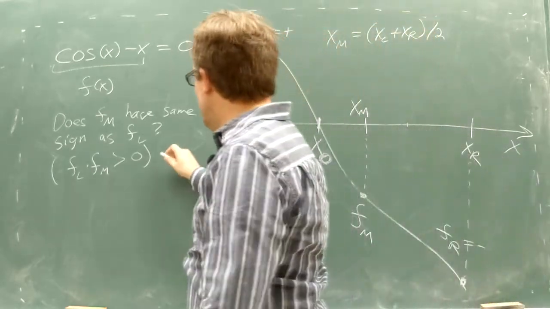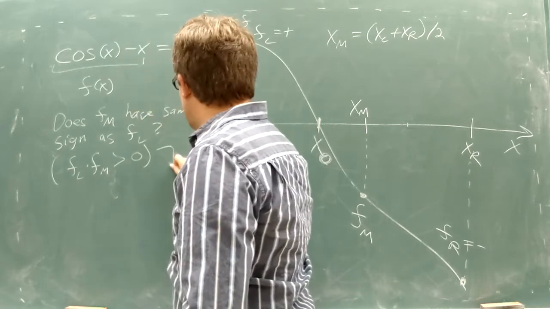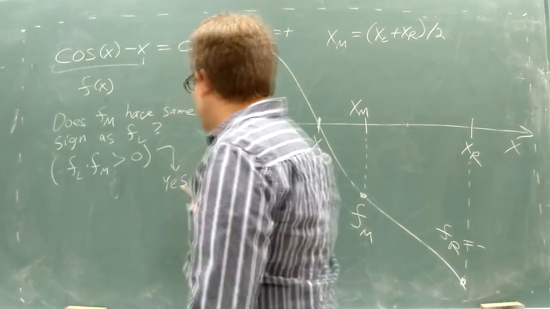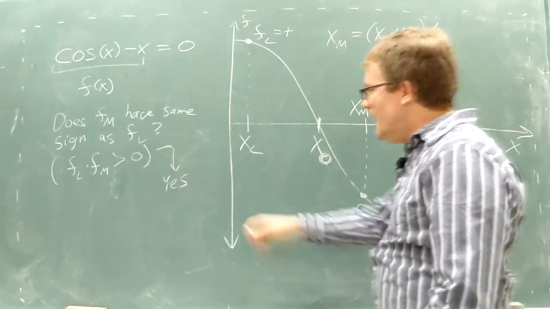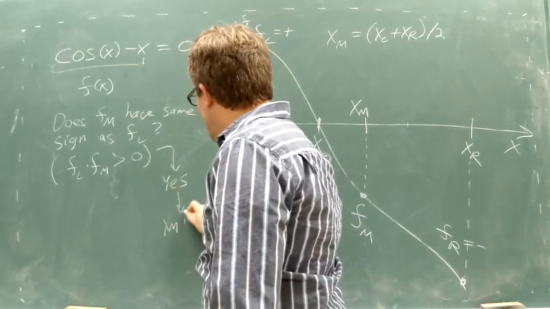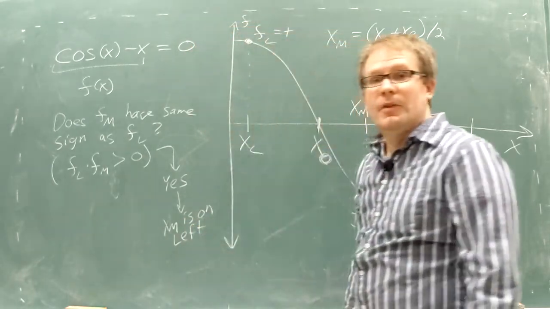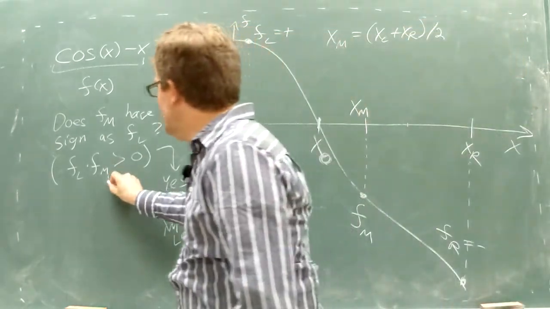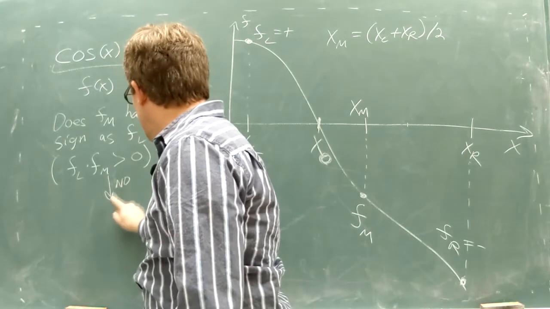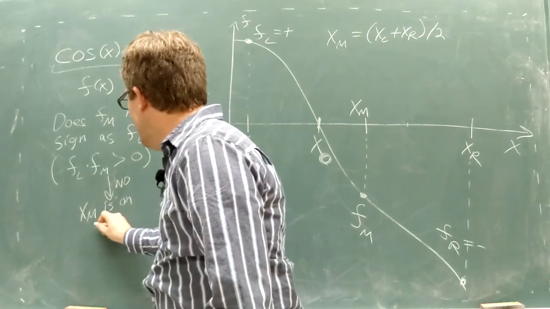So if the answer is yes, yes goes off to the right on flowcharts, doesn't it? Suddenly we're turning this into a flowchart. If the answer is yes, then we know that xm is on the left of the root. If the answer is no, then we know that xm is on the right.